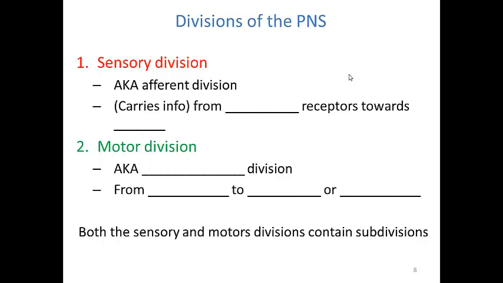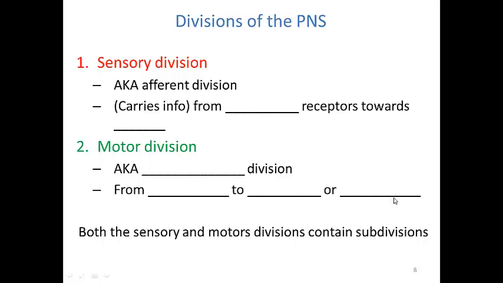Then we have the motor division. Motor implies movement, right? So the motor division is often going to be sending signals to muscles. The motor division is also known as the efferent division. That's E-F-F-E-R-E-N-T. Efferent means to take something away from the center. So the efferent or motor division is taking signals away from the brain or spinal cord and sending them somewhere else, usually to muscles or glands. So in this case, with the motor division, we're going from the CNS to muscles or glands.